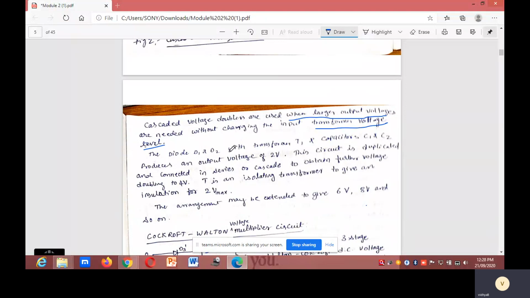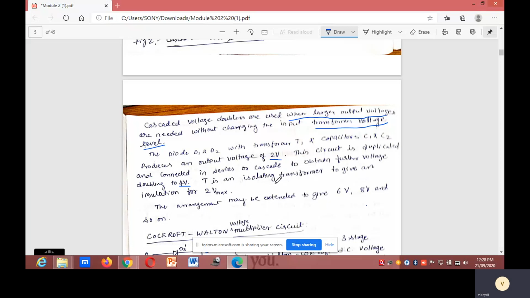The diodes D1, D2 with the transformer T1 and capacitors C1 and C2 produce an output voltage of what? 2 Vmax. Okay, D1, D2, T1, C1, C2 produce an output voltage of 2 Vmax. This circuit is duplicated and connected in series or cascade to obtain further voltage doubling, of 4 Vmax.